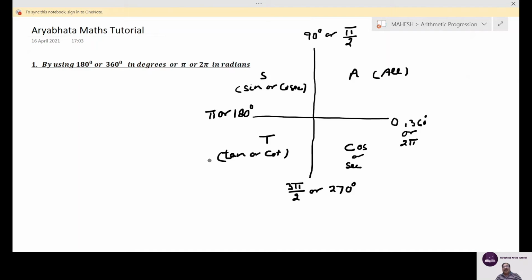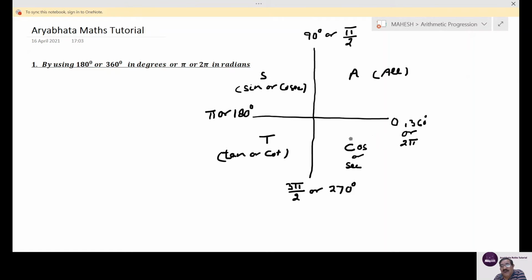It means in the first quadrant all the trigonometric ratios will be positive. In the second quadrant, only sine and cosec will be positive and the remaining trigonometric ratios, cos, sec, tan and cot, will be negative. In the third quadrant, only tan and cot will be positive and the remaining trigonometric ratios will be negative.